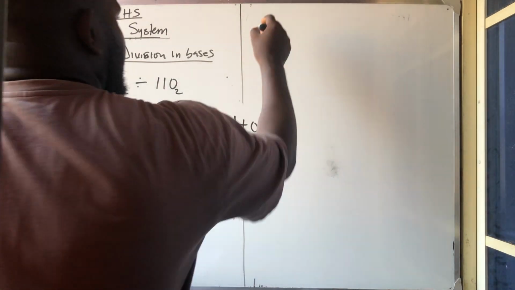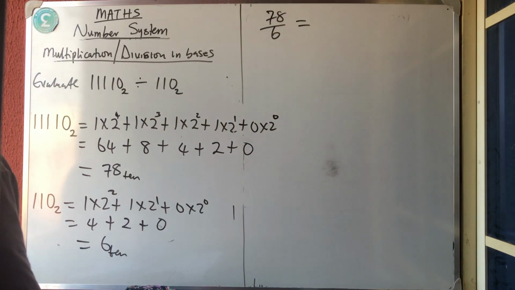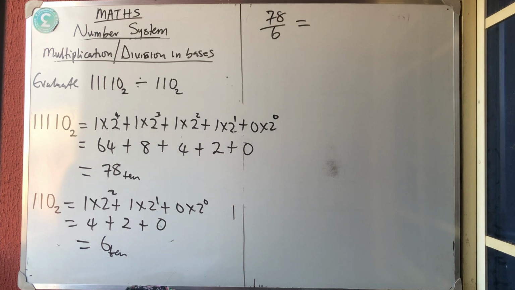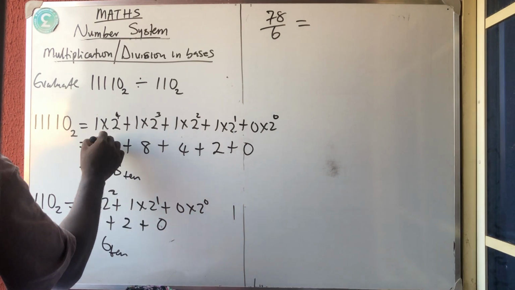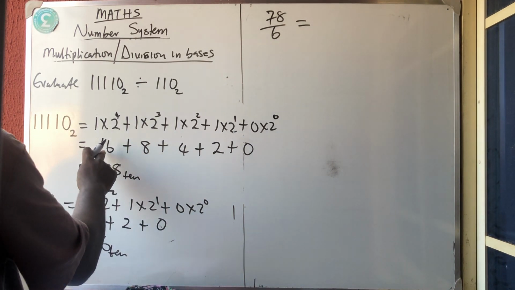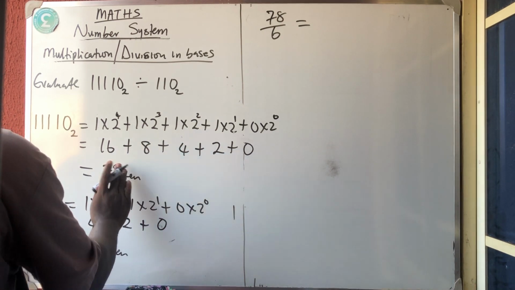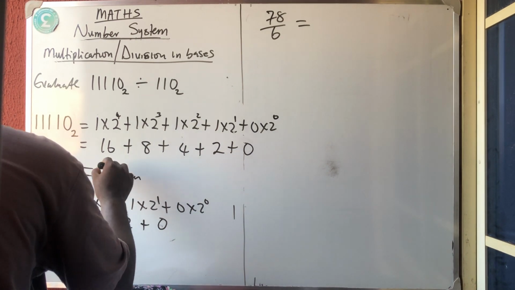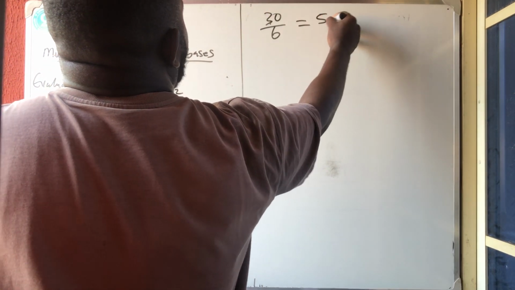So I will now say 78 divided by 6. How did I get 78? Sorry, this is 16, not 64. 16 plus 8, 24, plus 4, 28, plus 2, 30. So everything is 30. So 30 divided by 6 is what? 5. And this 5 is in base 10.